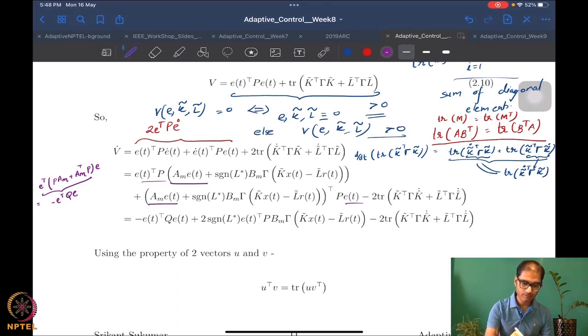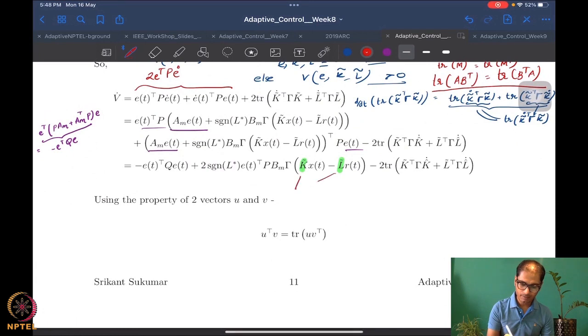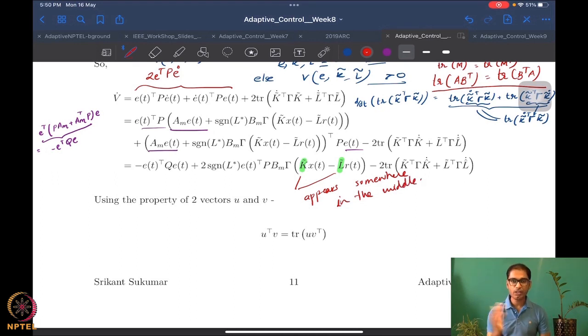So this term and this term, right, appears somewhere in the middle. Okay, you would ideally want it to be on the left or the right hand side so that we can take things common and cancel it out using K hat dot. This is what we've been doing. Now what do we do?